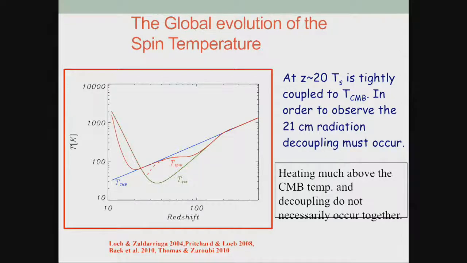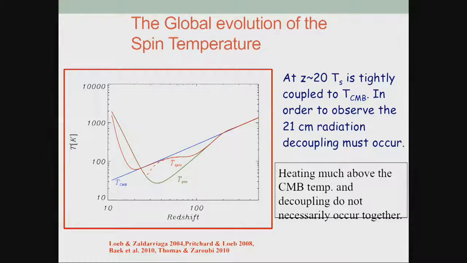But then at low redshift, when the first objects start forming, they start heating up the gas again, and the gas goes up until 10 to the 4 that we see now. But gas can get cold very, very quickly. So these are the two things. Now, what does the spin temperature do?